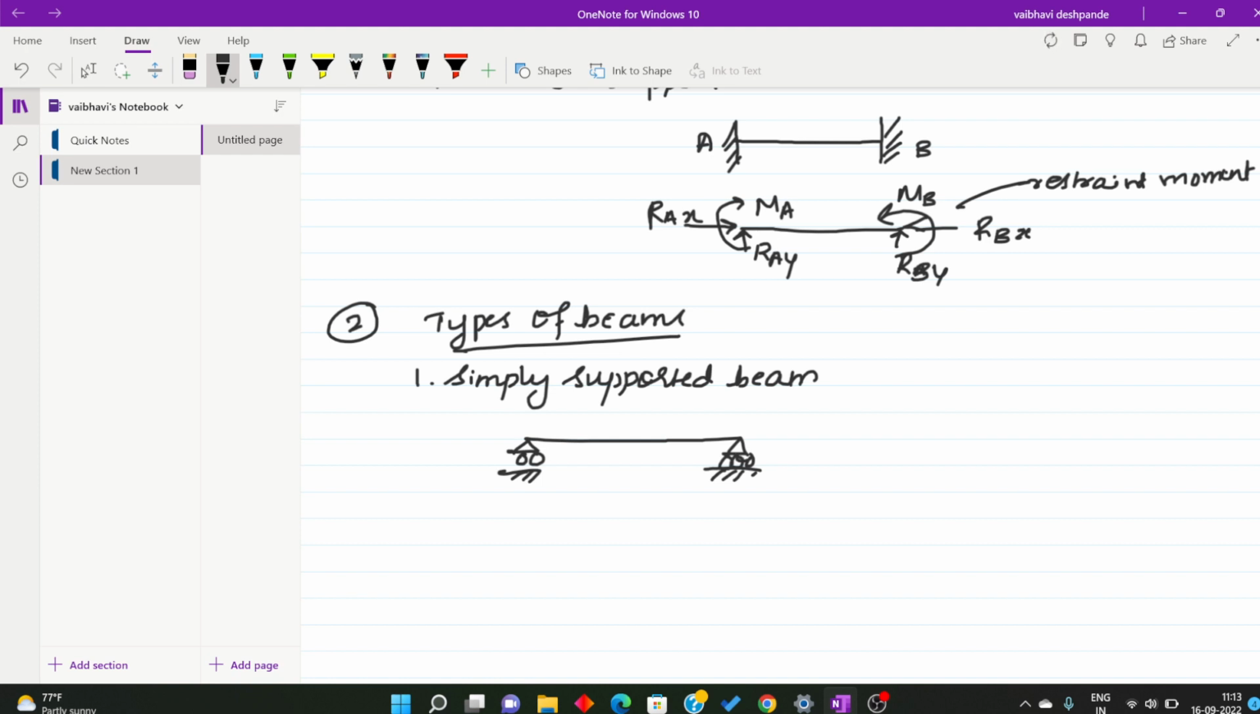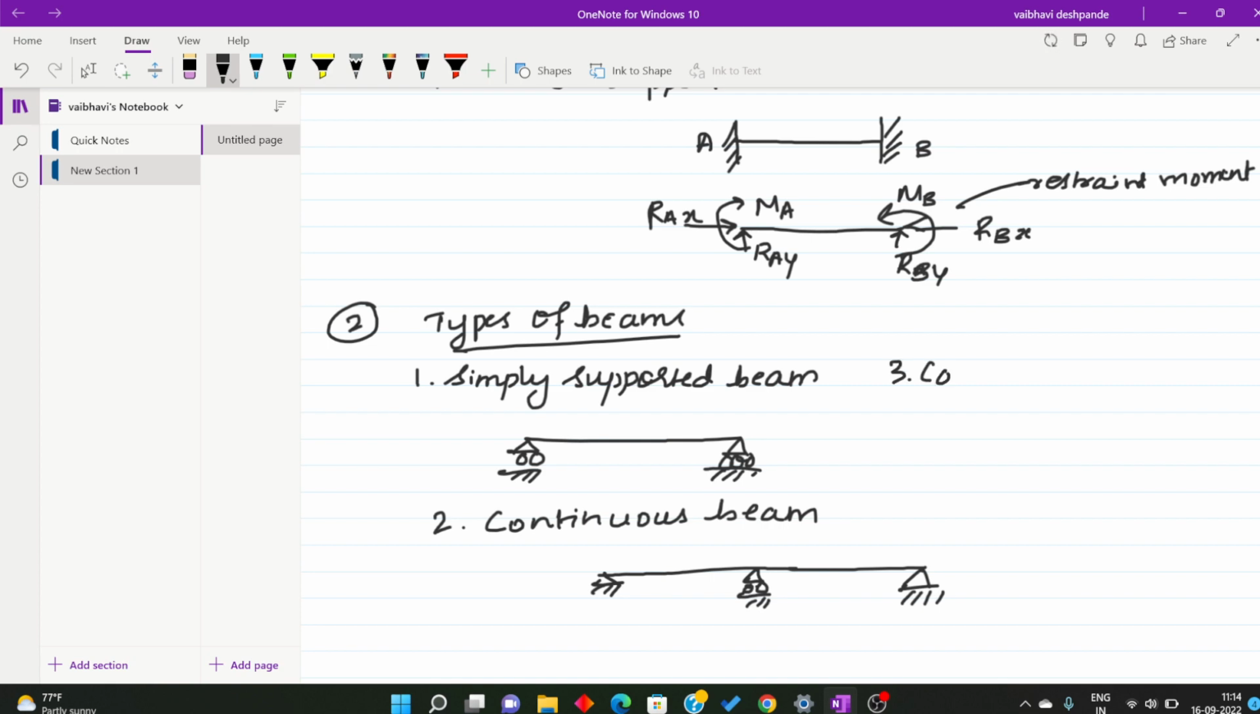Then, what is a continuous beam? Continuous beam, second one, means there are three or more supports. Like this, it is a hinged support, there is a roller support, and there is one more hinged support. So, three or more supports are there, then it is called the continuous beam. Then, third one is the cantilever beam.